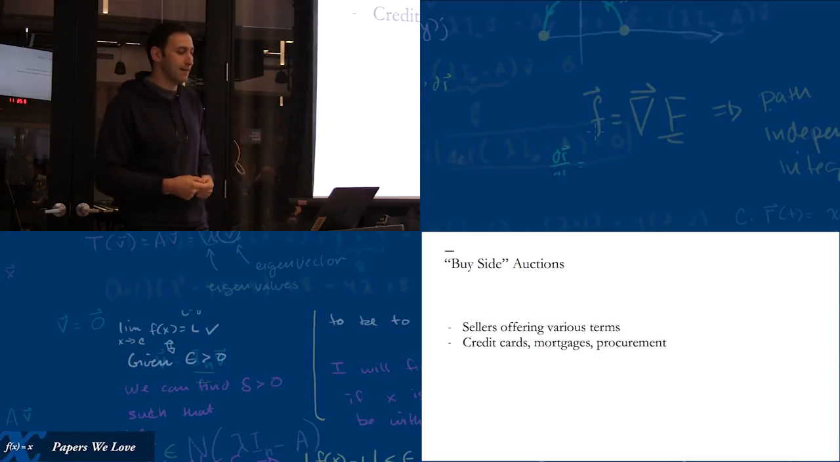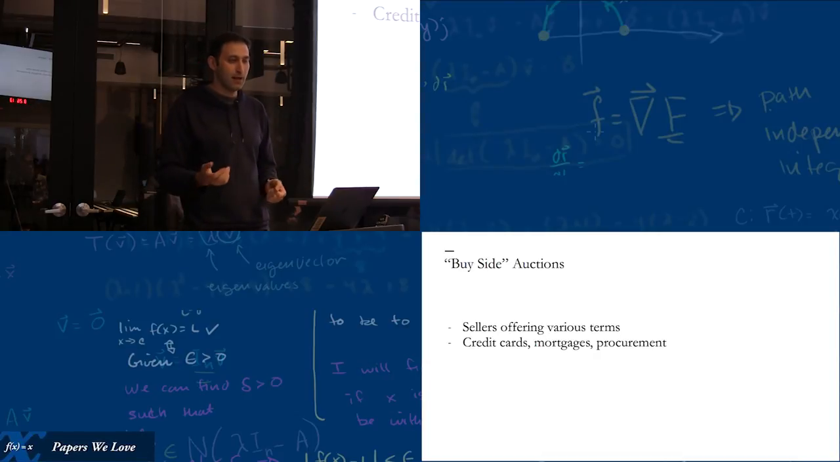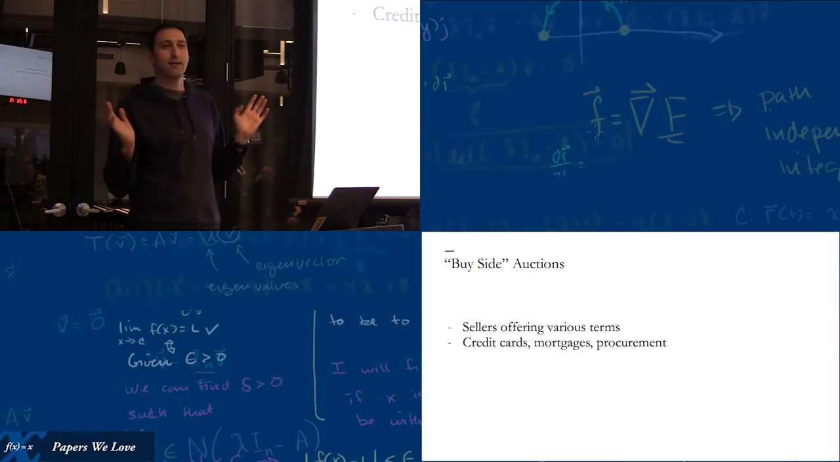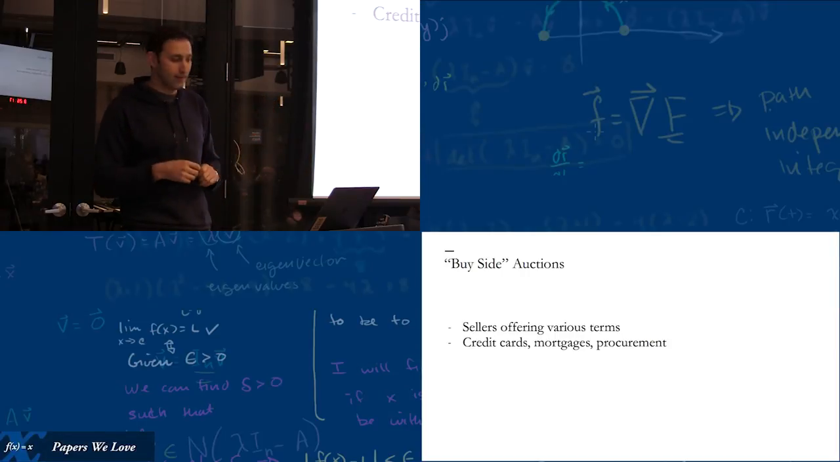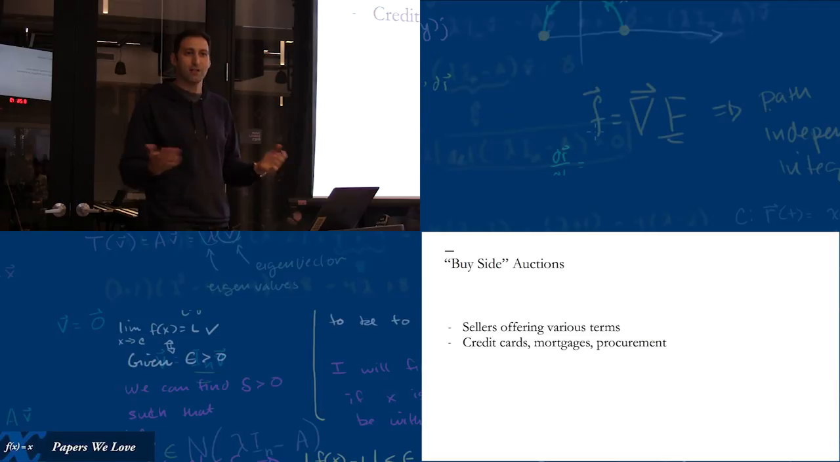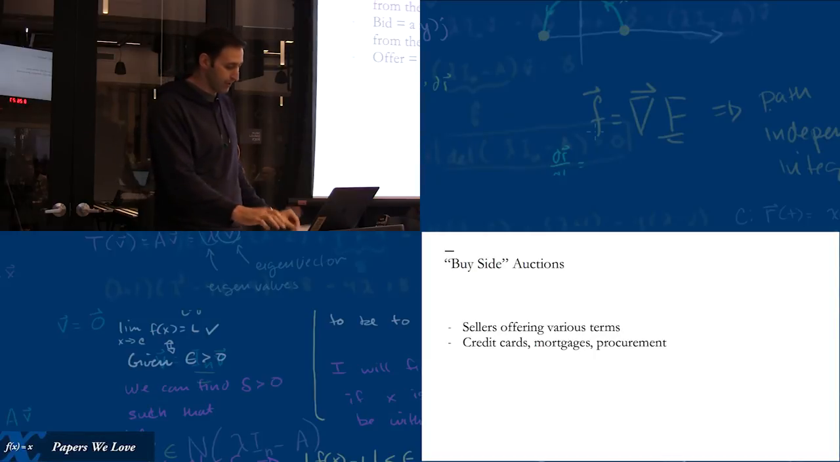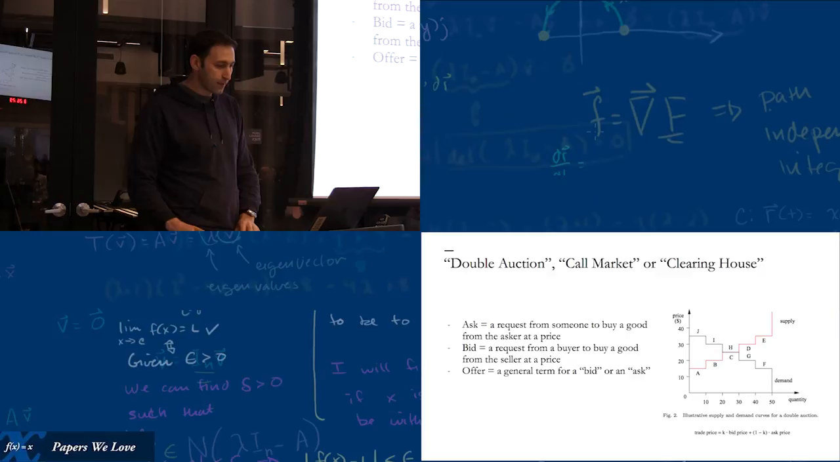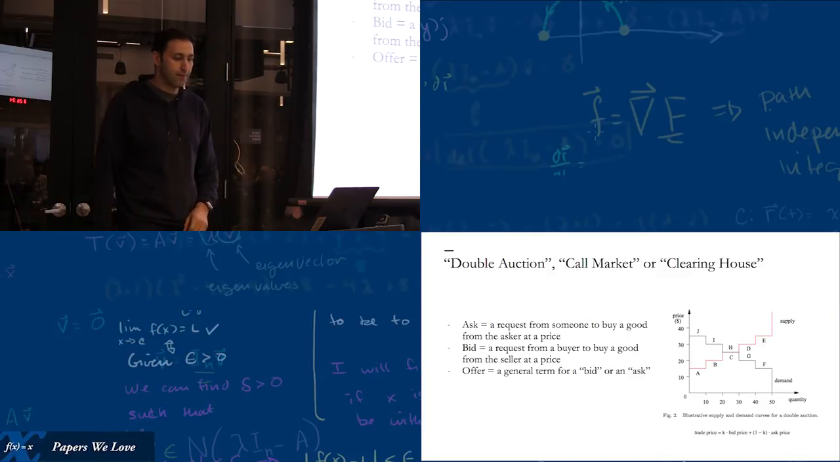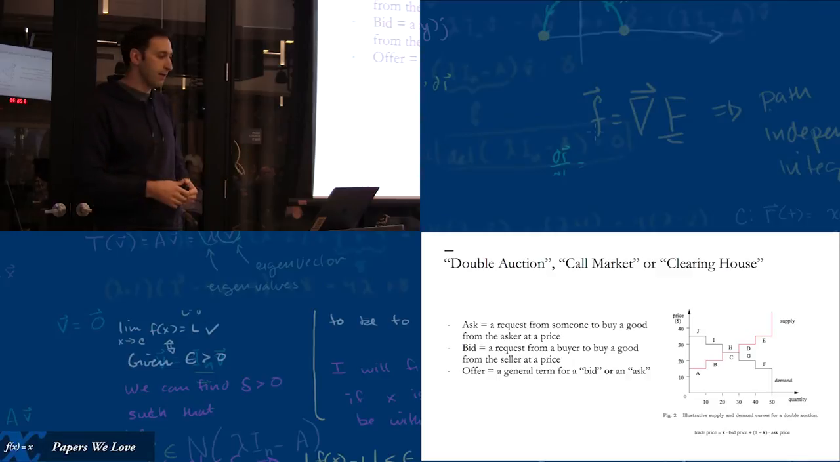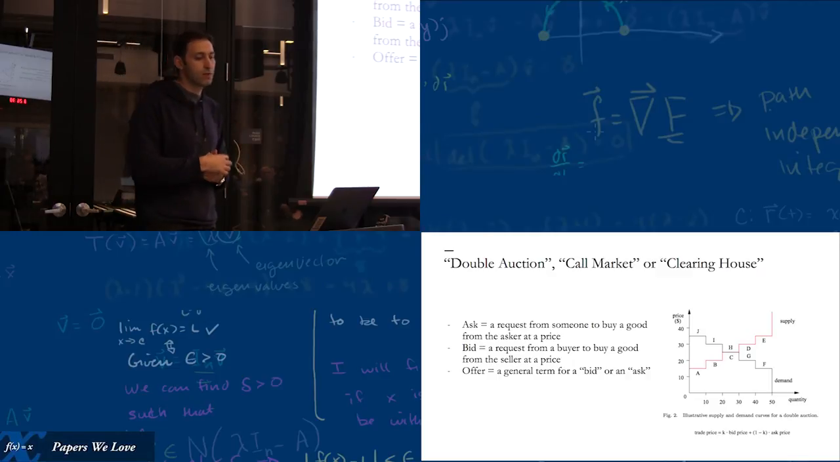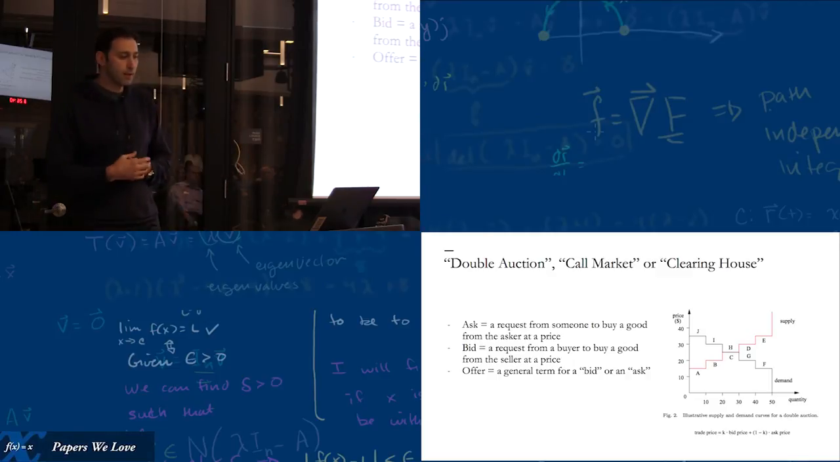So basically, sellers offer various terms, and then you just sit there and decide which term you want once you want this thing. It's also a form of auction because all these sellers are bidding for your business. Procurement is often done in that way in large organizations. If you look at auctions which have multiple sides, you have a good example with something called a call market or a double auction.